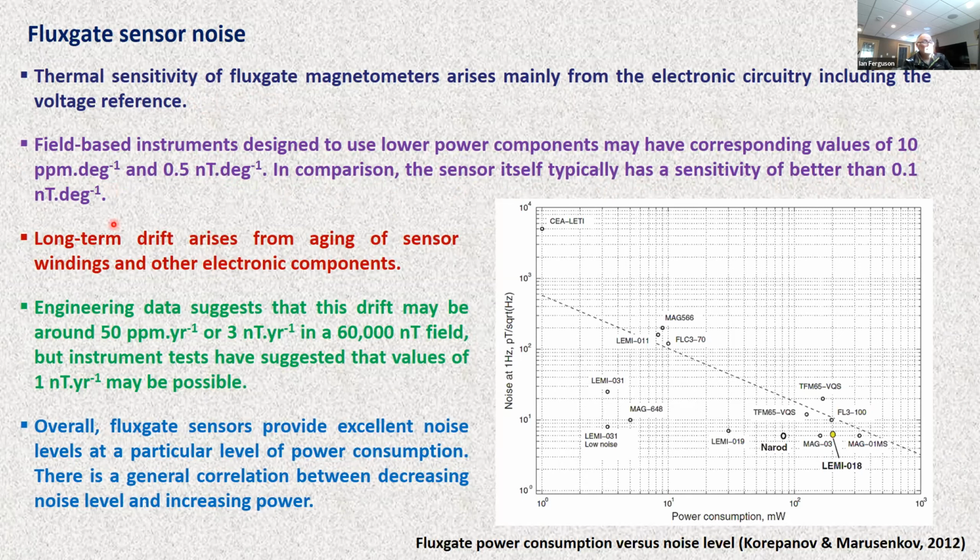And again, there is a long-term drift. Studies have suggested that drift values of 1 nanotesla per year, which should be more than ideal for MT, might be possible. Overall, flux gates provide excellent noise levels at a particular level of power consumption, for example, compared with induction coils. For the flux gates themselves, there's an overall correlation between decreasing noise level and increasing power consumption. So this is a trade-off between obtaining noise levels of a particularly low level and increased power consumption.